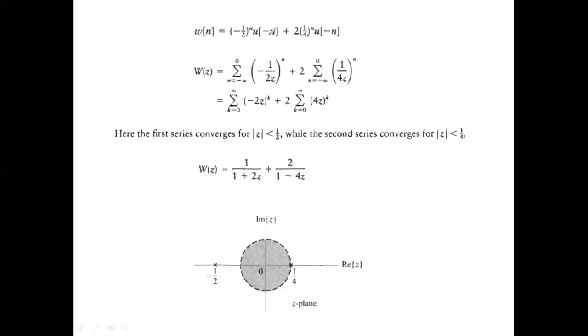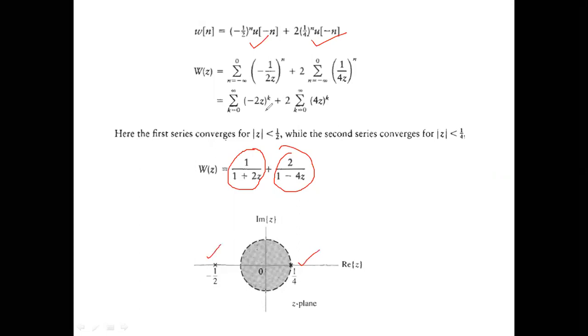This signal is also left sided. So just like in the previous case, we will change the limits and we get this particular answer here. Substitute the denominator to 0. We will get 1 by 4 and minus 1 by 2.